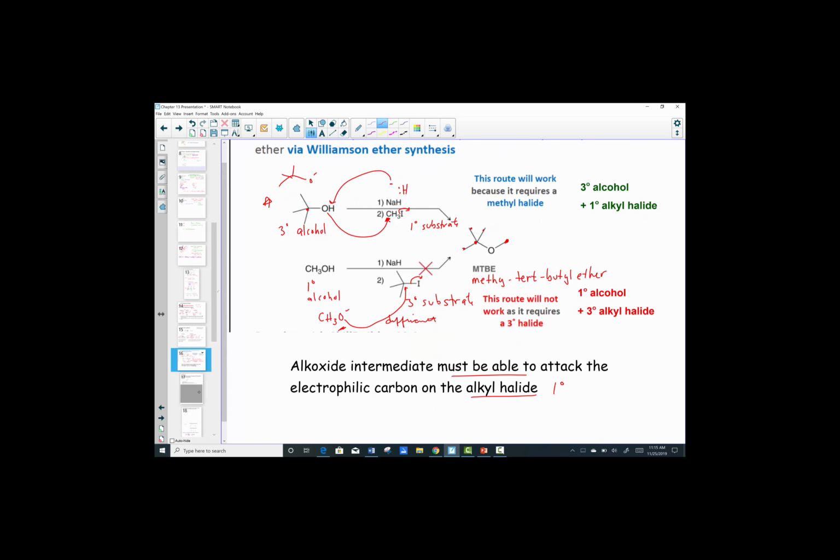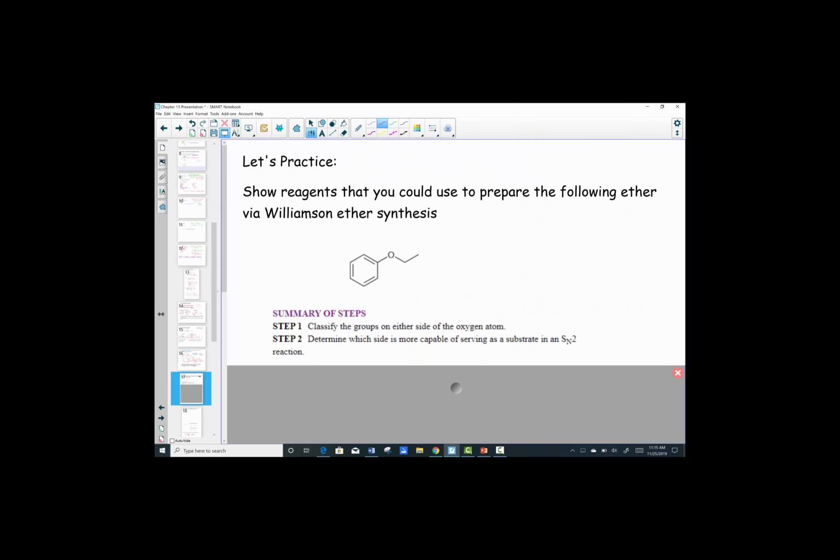So let's try some. Let's give it a whirl. Show reagents that you could use to prepare the following ether via Williamson ether synthesis. So this is our target molecule. This is what we'd like to make, and it's an ether linkage, ROR. On one side of the oxygen, we have a phenyl group. On the other side of the oxygen, we have an ethyl group.